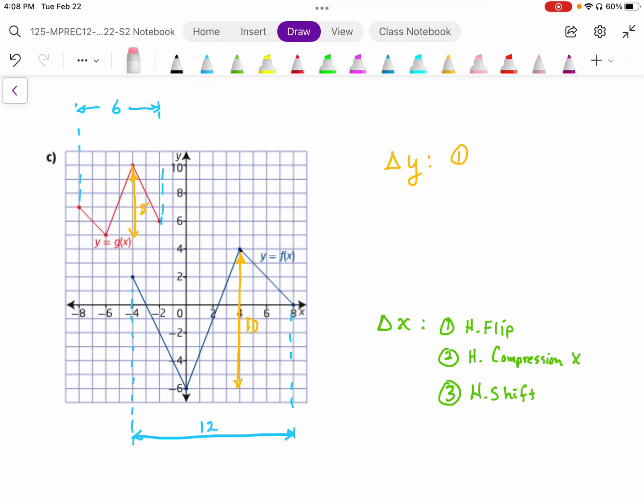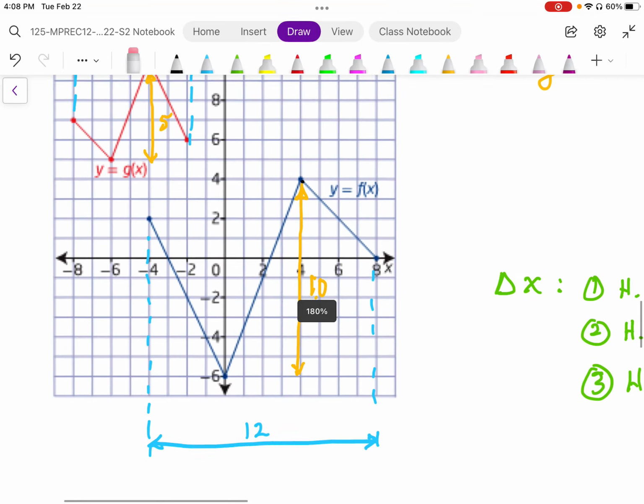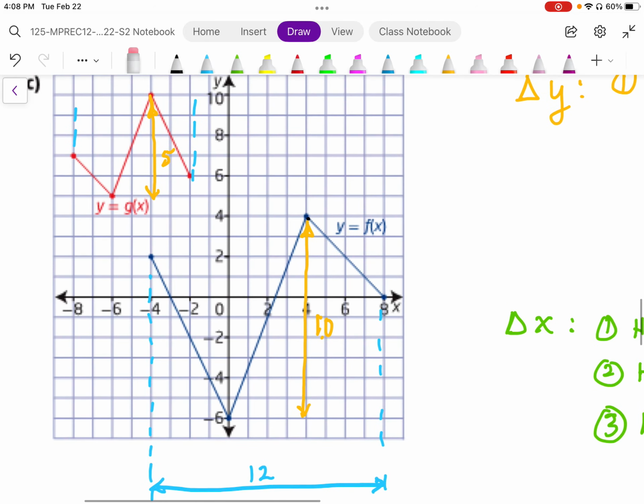So in question 10C, we have here going from blue to red. And it's really difficult to see, but from blue to red, we actually have a vertical flip and a vertical expansion and also a horizontal flip. Okay, so if I take a look at this coordinate here, that point there actually ended up getting vertically flipped up to here.